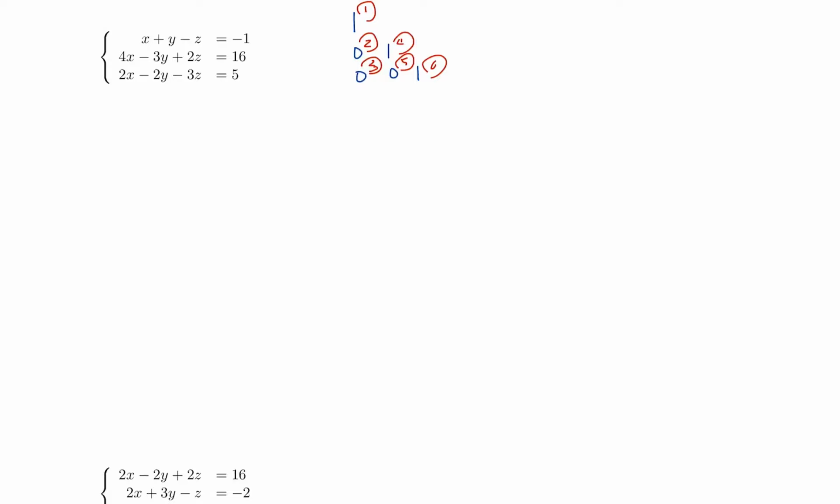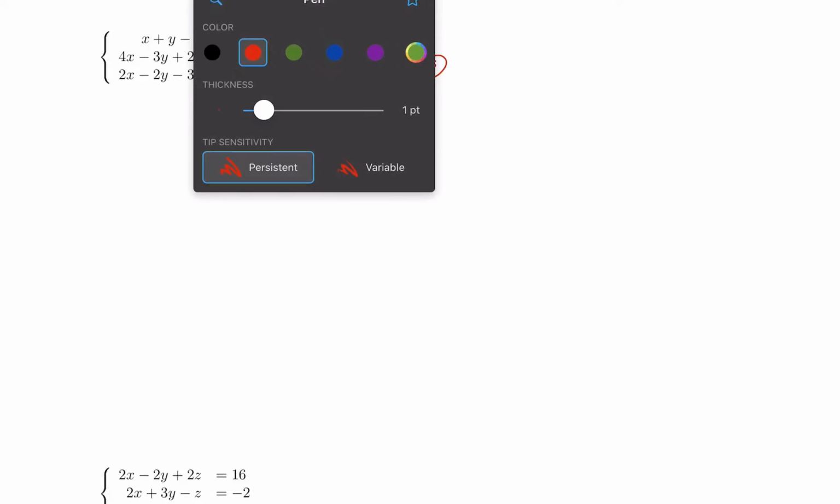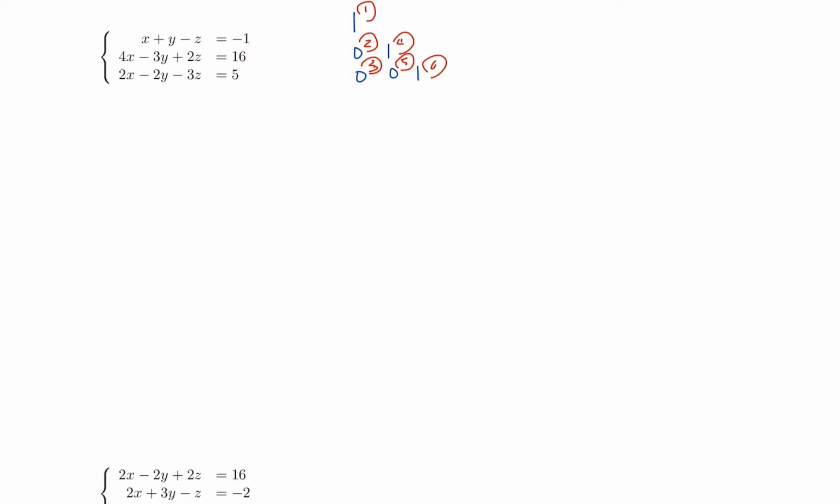So let me write in matrix form first. So we have 1, 1, negative 1, negative 1; 4, negative 3, 2, 16; 2, negative 2, negative 3, 5.